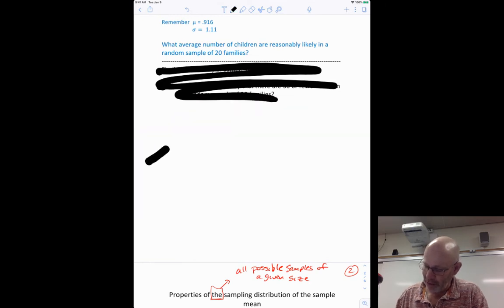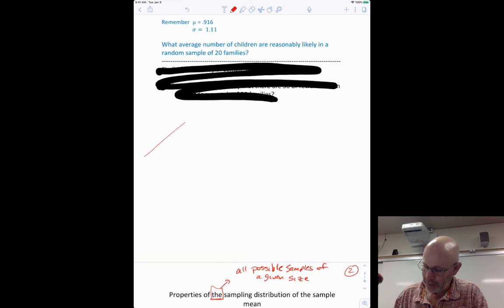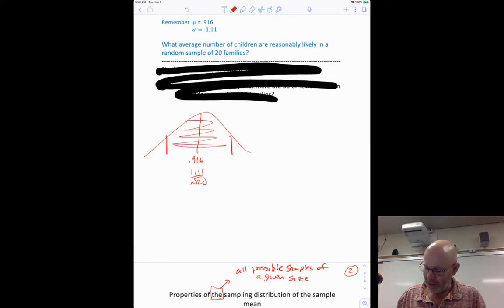And now we're going to do the same basic thing. We're going to draw a curve. Okay, this is a sampling distribution now. 0.916, standard deviation is 1.11 divided by the square root of 20. Question is, which ones are reasonably likely? Reasonably likely means the middle 95%. And those have z-scores of 1.96 and negative 1.96.